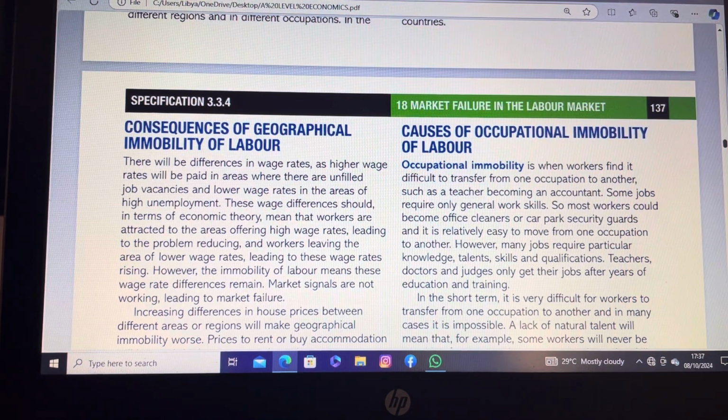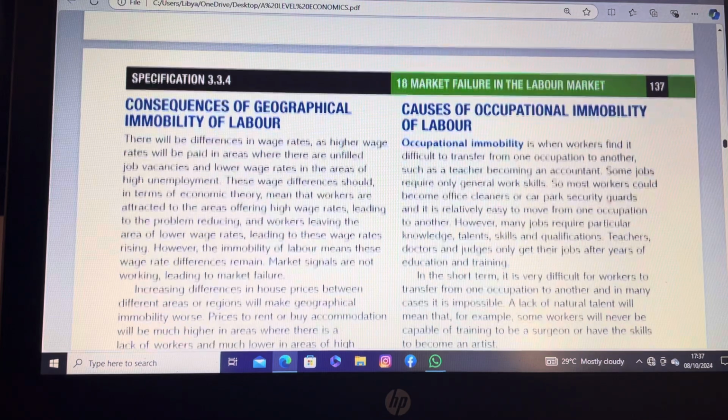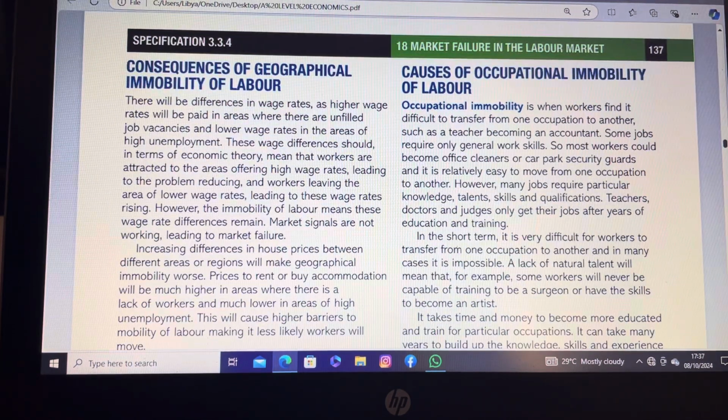But what are the barriers to occupational mobility of labor? In the short term, the first is that it is very difficult for workers to transfer from one occupation to another, and in many cases, it's impossible. Why? Because most people lack natural talent. It will mean that, for example, some workers will never be capable of training to be surgeons or have the skill to become an artist.